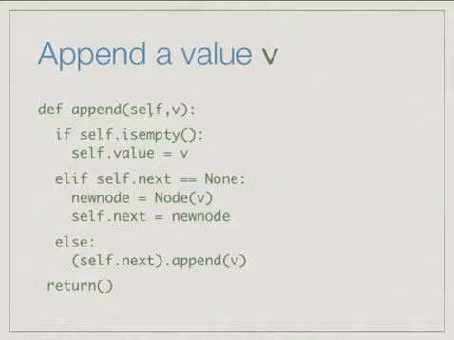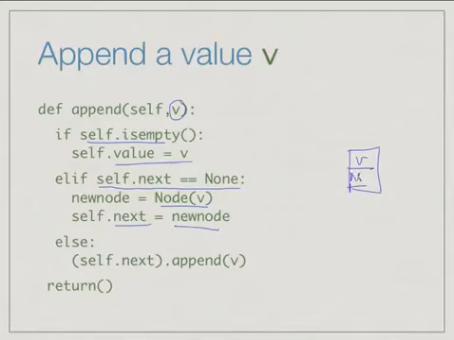So we take append and we want to append v to this list. If it is empty, then we just set the value to v. So this just converts the single node with value none to the single node with value v. Otherwise, if we are at the last node, that is self.next is none, then we create a new node with the value v and we set our next pointer to the new node. Remember, when we create a new node, it is automatically created by our init function with the next field none. So we create a new node which looks like v and none, and we set our next pointer to point to it.